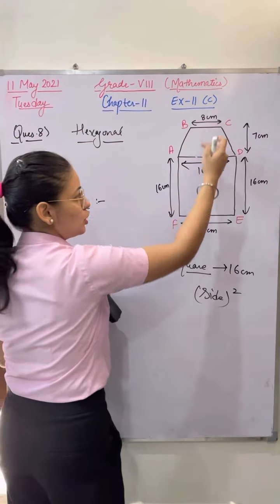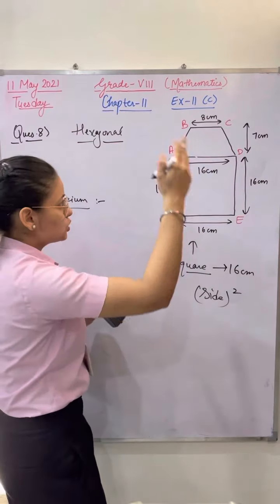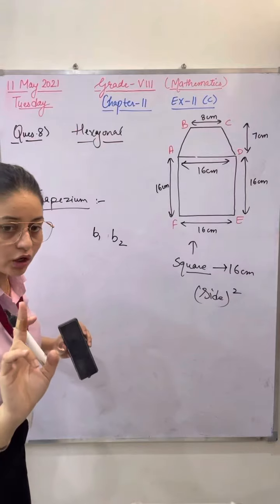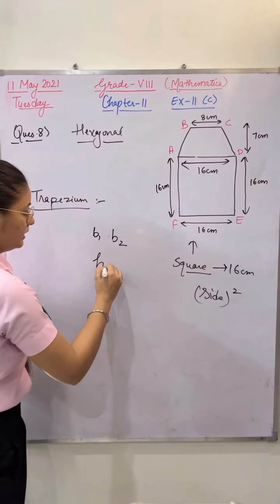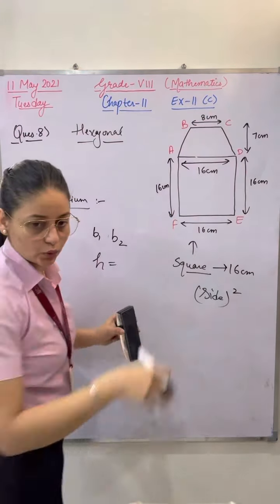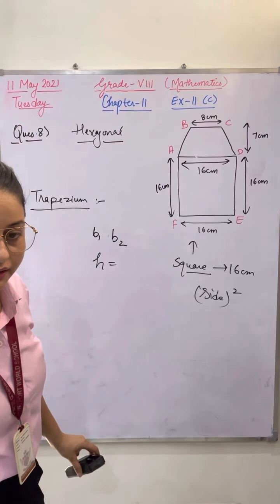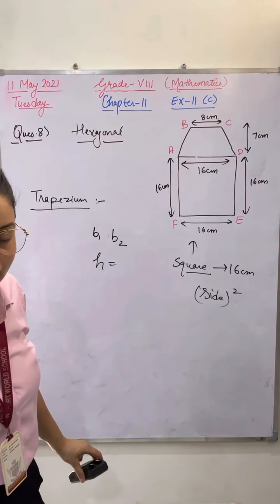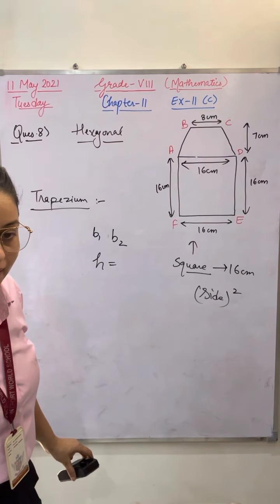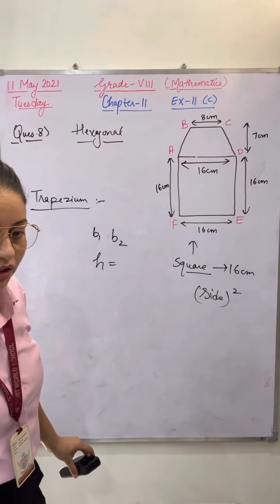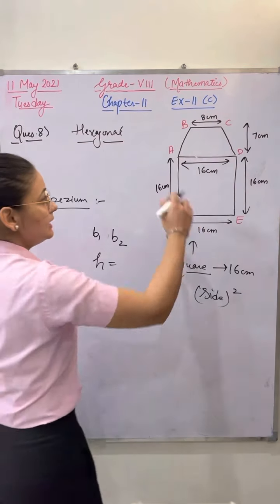So these 2 parallel sides are given. These 2 are B1 and B2. You need one more thing for a trapezium, that is height. Is the height of the trapezium given? Quickly tell me. Very good, height is given. Please tell me what is the height of this trapezium. Yes, very good. Height is 7 centimeter.